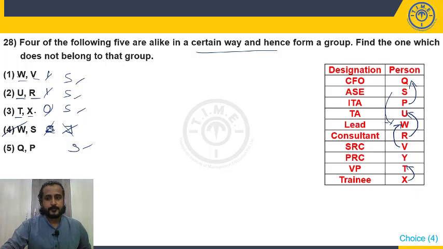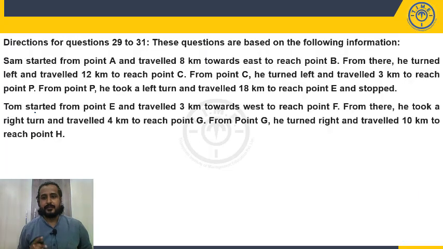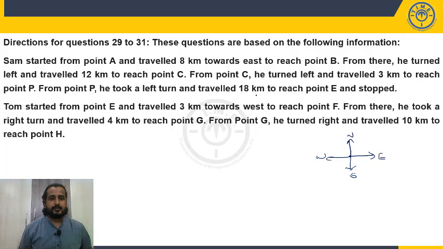Choice 4. Okay. Now move to the direction sense question. You know, right? Direction sense questions are very easy and doable questions. With respect to a point on a paper, right hand side will be east, left hand side will be west, upwards is north and downwards is south. Now let's start drawing the diagram.